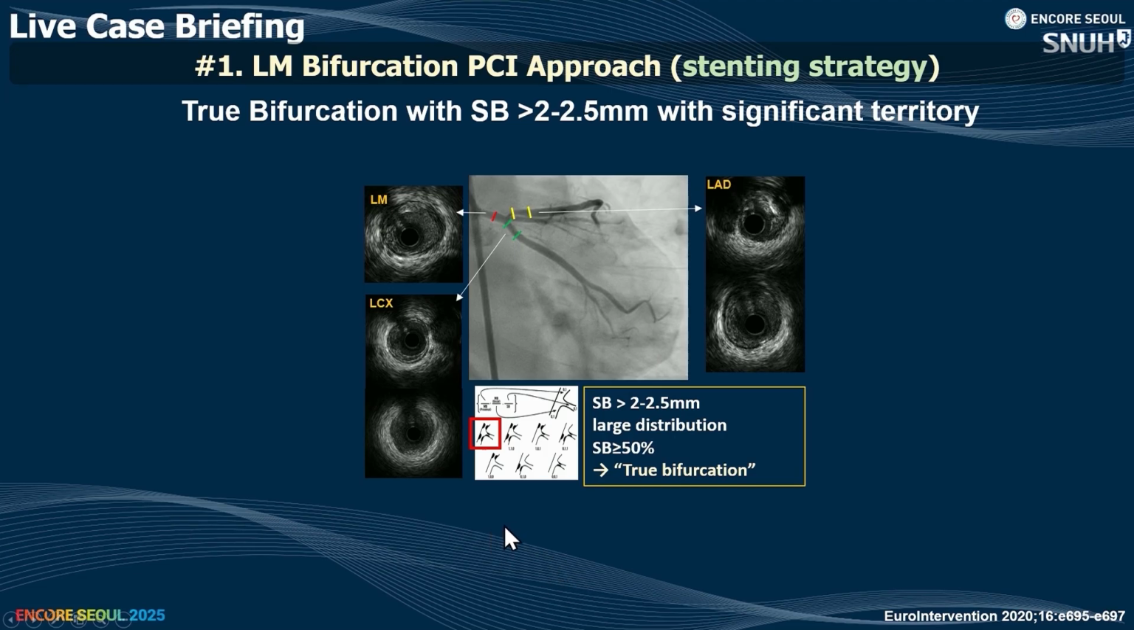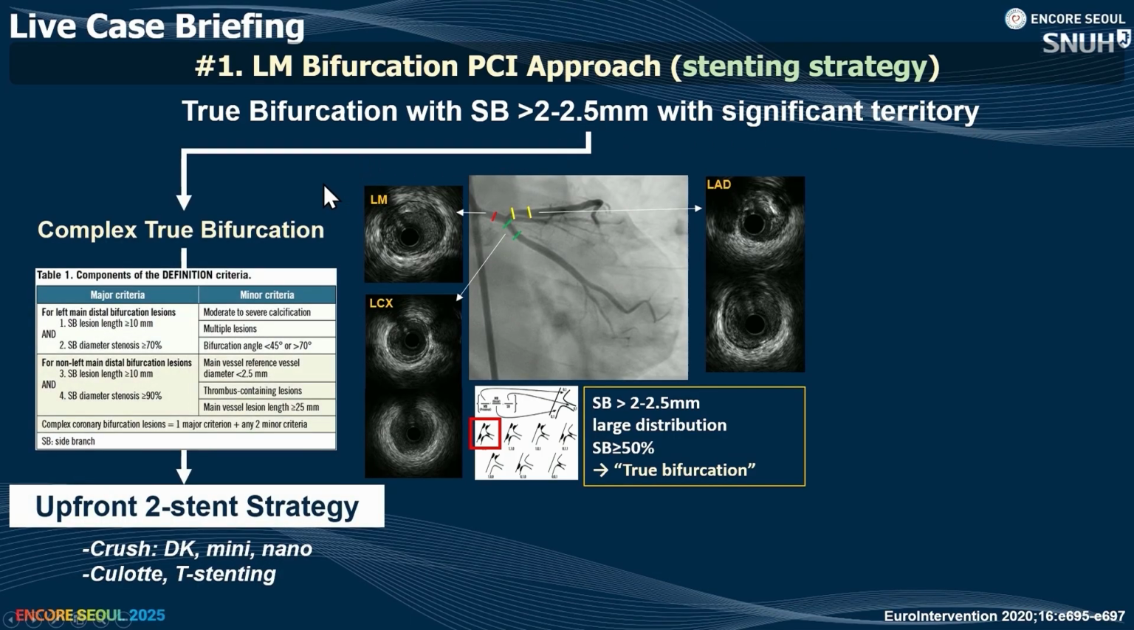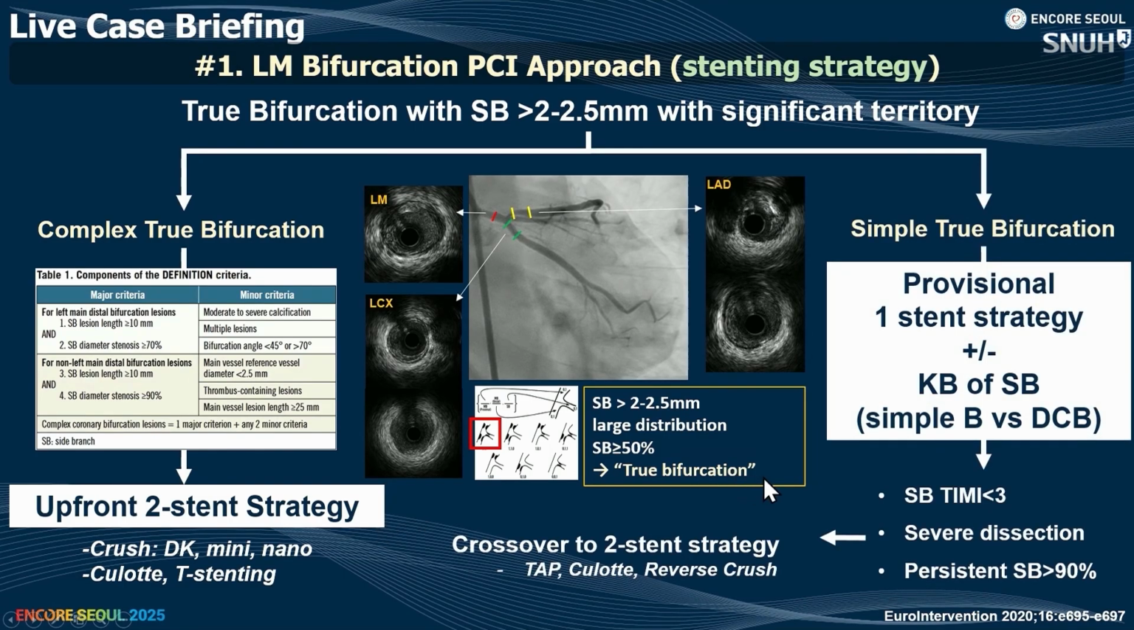The first is stenting strategy. We adopt stenting strategy for true bifurcation with side branch more than 2.5 with significant territory. Plus, if there is complex true bifurcation, we do upfront two-stent strategy: crush, culotte, DK crush. Plus, if it is simple true bifurcation, we adopt provisional one-stent strategy with or without side branch ballooning, with simple balloon versus drug-coating balloon.